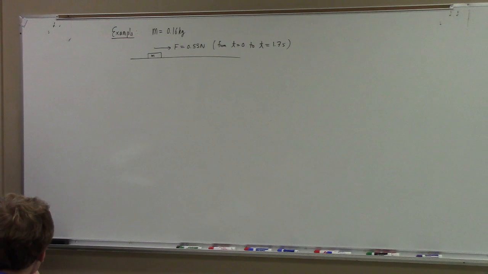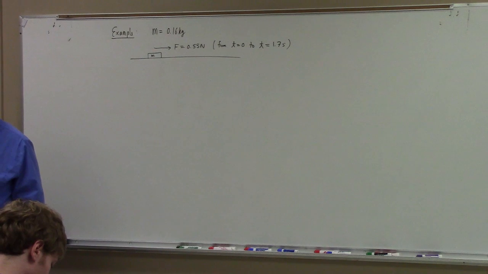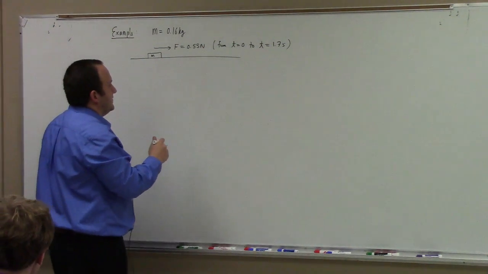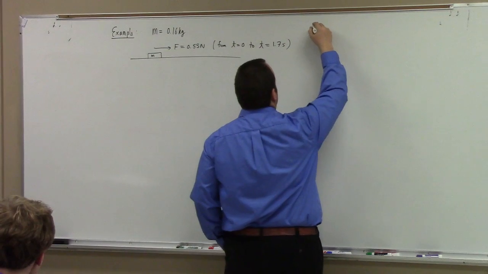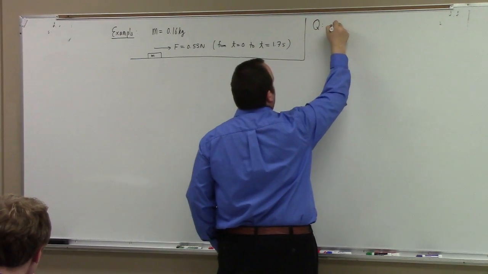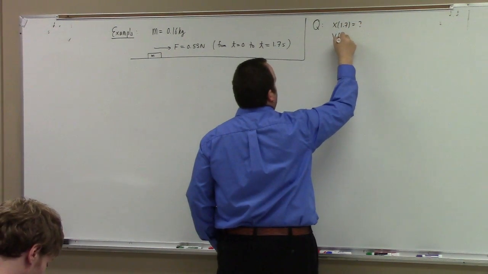And then the question is, if the same force is applied again at t equals 5 seconds, what are the position and speed of the puck at 7 seconds? I'm going to leave part B to you guys. I'm just going to do part A. If we can do part A, we should be able to do part B. So that's the given data. The question is, what's x of 1.7 and what's the velocity at time 1.7?